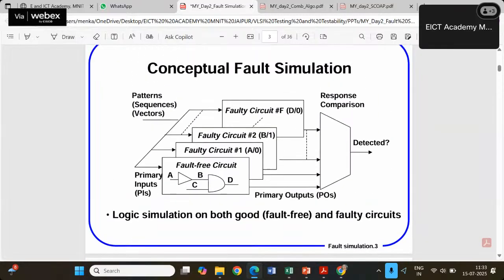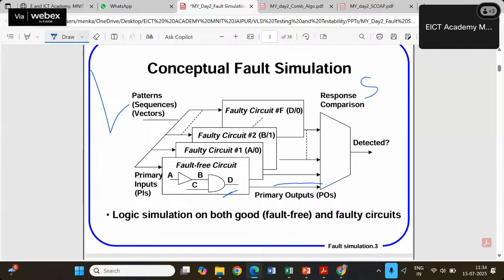So basically, this is the concept of fault simulation, and how it is done. First of all, we will have the test patterns. These test patterns are applied to the circuit. First of all, they are applied to the fault-free circuit so that we can have the reference or the golden output. So the output of this will be the golden output. Then, how many single stuck-at faults are possible in that particular circuit? We will be considering a single stuck-at fault at a time.